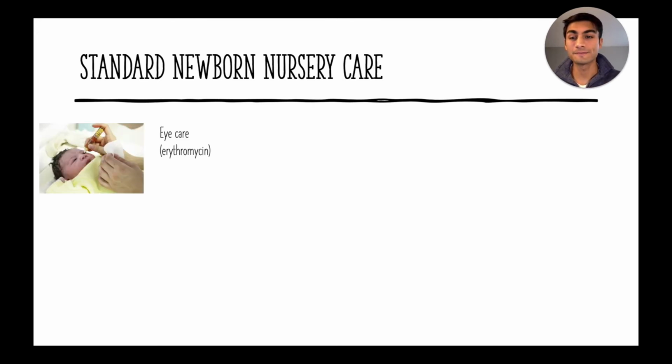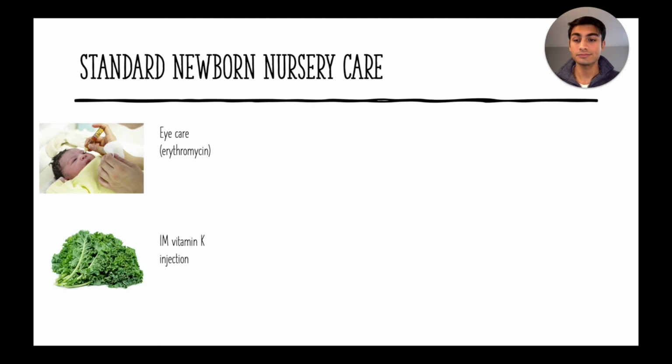we'll cover those now. The first is eye care, which is delivered by erythromycin eye drops. This is done as prophylaxis for potential gonococcal conjunctivitis, some sort of infection that can lead to potential vision loss if untreated. The next step is intramuscular vitamin K injection, and this is given to prevent vitamin K deficiency bleeding, abbreviated VKDB. Vitamin K is important for our blood to clot, and so if there's a deficiency, then the baby's at risk for excessive bleeding. So that's why we give vitamin K.